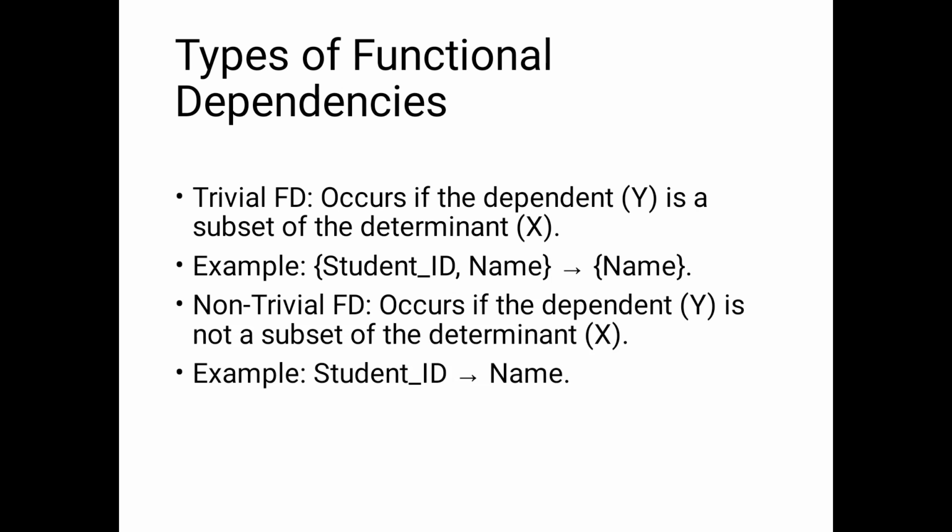Non-trivial functional dependency occurs if the dependent Y is not a subset of the X value. Example: student ID implies name. So Y, name, is not a subset of the student ID. So this is a non-trivial functional dependency.